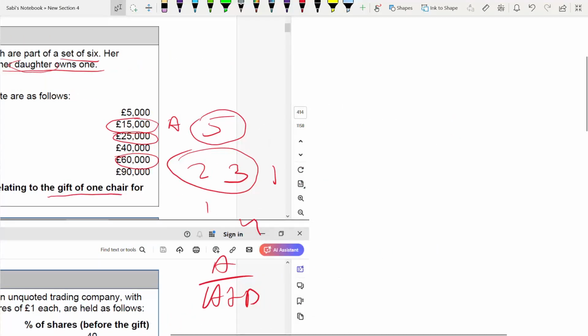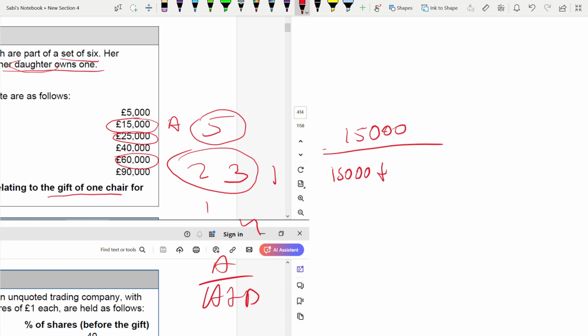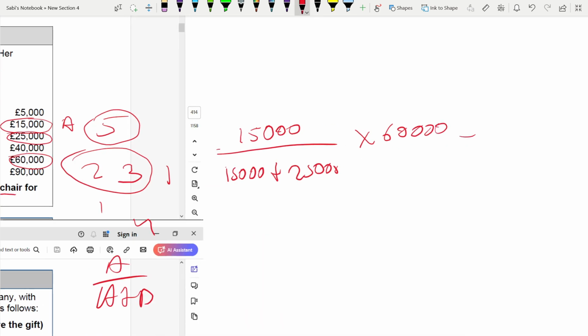So we have got the value of A and B. A is 15,000, since Sarah has 2 chairs. Then B is 25,000 because it is with the husband, into 60,000 because the total is 5 chairs before the gift. So it is 22,500.